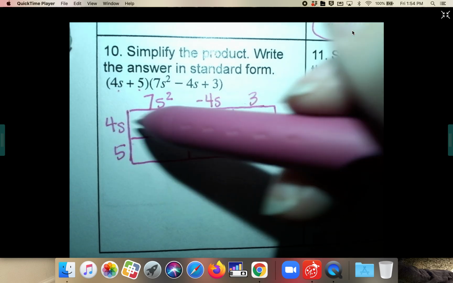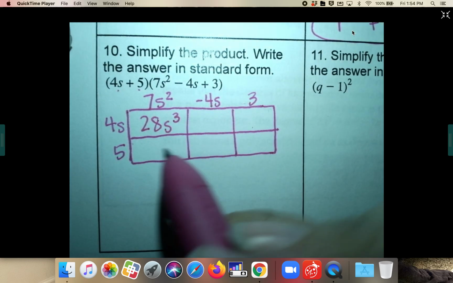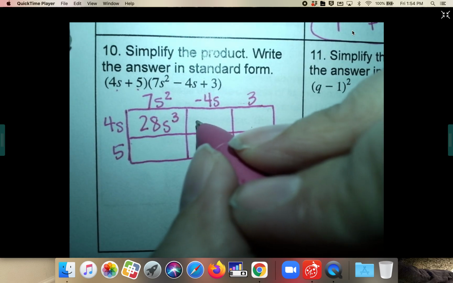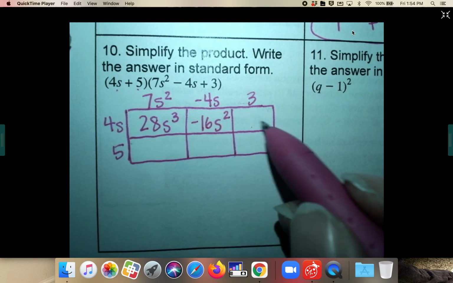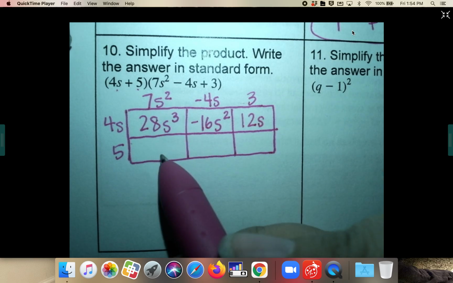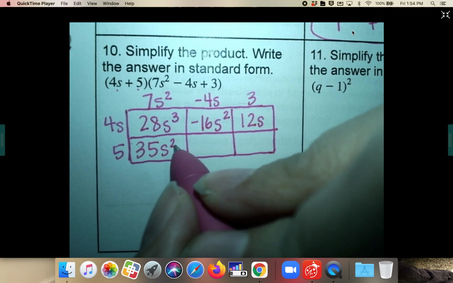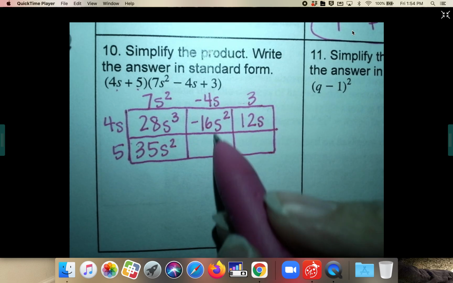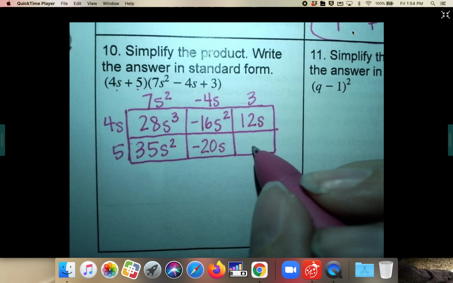So 7s squared times 4s is 28s cubed. 4s times negative 4s is negative 16s squared. 4s times 3 is 12s. 5 times 7s squared is 35s squared. 5 times negative 4s is negative 20s, and 5 times 3 is 15.